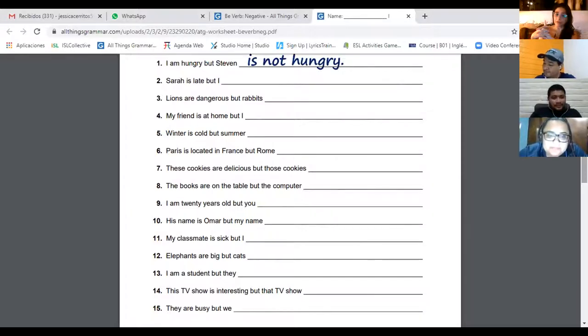Y acuérdese que la palabra es busy, ¿verdad? Solo que hoy la están pronunciando súper bien, busy. Y la otra, Osvaldo, es interesting. Like interesting, interesting. Kind of like that. All right? Interesting. Yes, very good.